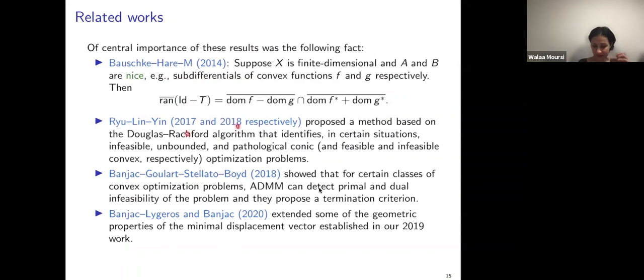And in 2017, 2018, based on this formula, Ryu, Liu and Yin proposed a method based on Douglas-Rachford, where they were able to identify infeasible, unbounded and pathological conic and convex optimization problems. And in 2018, Banjac, Goulart, Stellato and Boyd did similar analysis for ADMM, which is actually a form of Douglas-Rachford. And in 2020, Bauschke and Lindstrom and Bauschke and Moursi had a couple of nice papers where they extended some of the geometric results on our minimal displacement vector v to a more general framework.